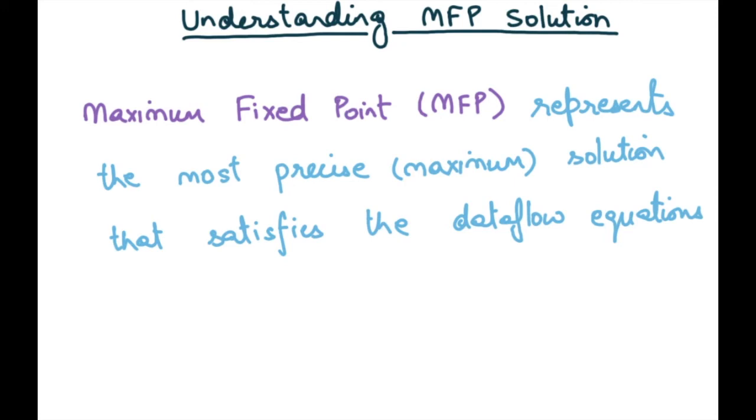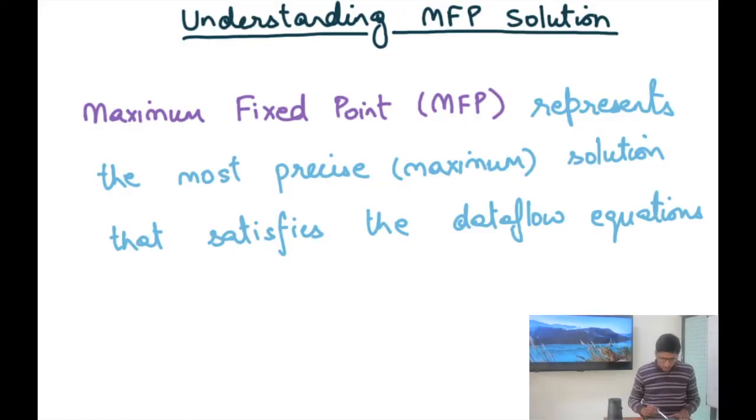So we've been talking about the maximum fixed point, or MFP, solution of a data flow analysis. And let's try to understand how the MFP solution compares to the best possible solution that we could have had. Recall that the maximum fixed point MFP represents the most precise, maximum solution that satisfies the data flow equations. What are the data flow equations?